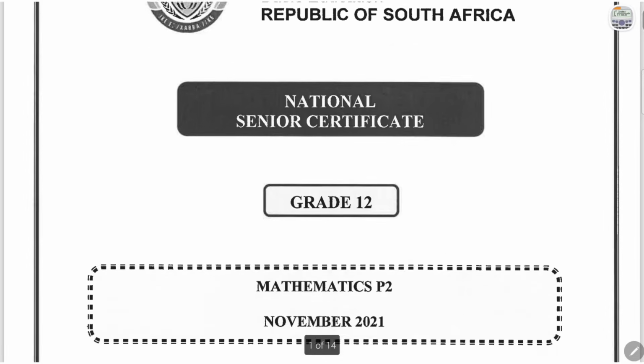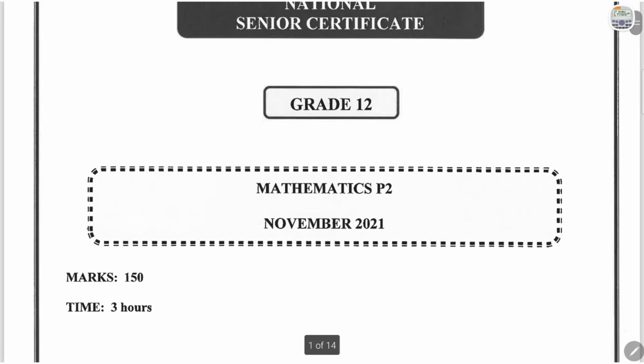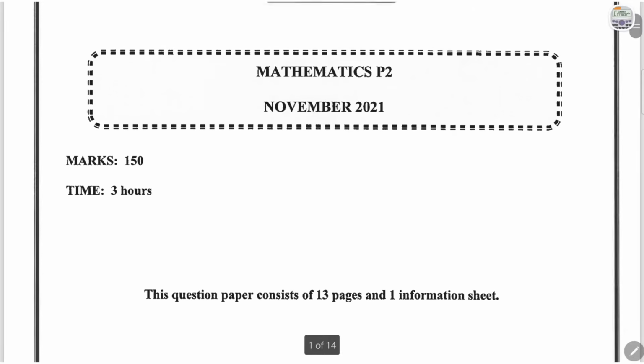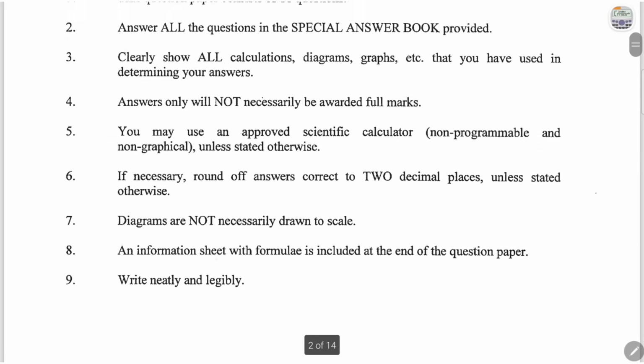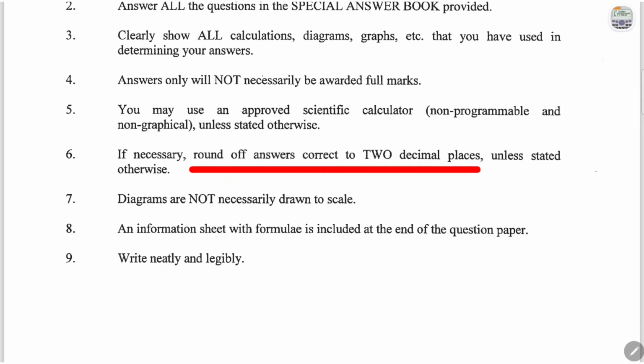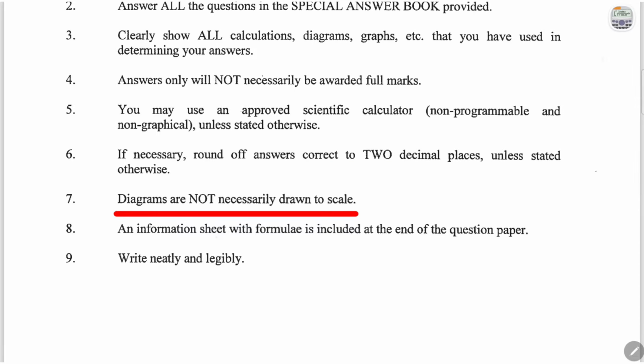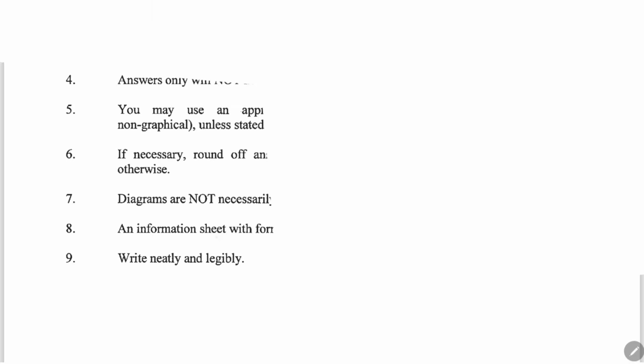In this video, we'll be working on the grade 12 mathematics paper 2 for November 2021. This paper is worth 150 marks and the time allocated is 3 hours. Looking at the instructions, make sure to round off to 2 decimal places unless stated otherwise. The diagrams are also not necessarily drawn to scale. And remember that you have an information sheet with formulas at the end of the question paper. Okay, with that being said, let's get into this video.